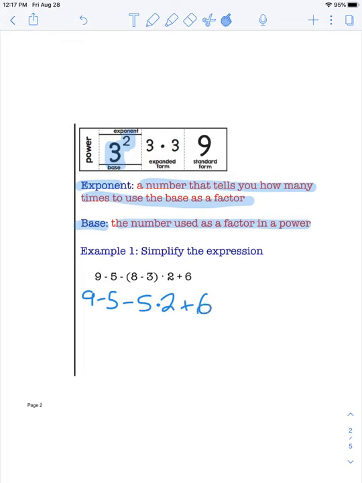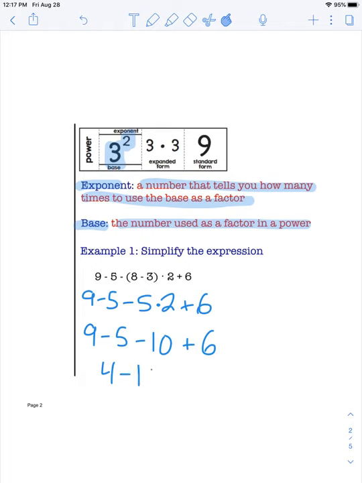Next are exponents. I don't see any exponents in this example. I do see multiplication, so I'm going to rewrite this: 9 minus 5 minus 5 times 2 is 10, plus 6. And now it's just addition and subtraction, so we work left to right.